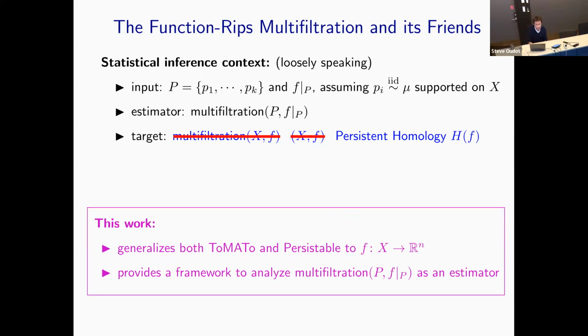So in this work, we're trying to generalize both these contributions, both Tomato and Persistable, in two different ways. The first way is that we're not going to stick to density functions. We want to be able to consider more general functions than just density estimators. And the second way we generalize that line of work is that we want to be able to consider functions that are valued in R^n, not just in R. And so what we aim for is to provide a framework to analyze these multifiltrations as estimators. So we want to show the convergence of statistical estimators, to get deviation bounds, maybe some confidence intervals, and so on.